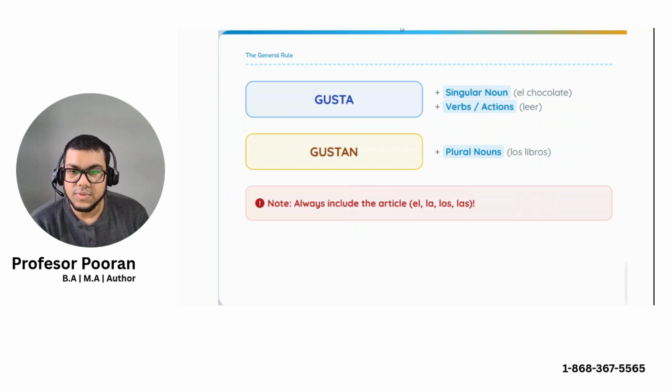So the forms that we are going to look at would be gusta and gustan. Like I said, it's the third person, that would be singular and plural forms. Now, gusta is a singular form. It is used with singular nouns, for example, el chocolate, or actions or verbs such as leer. And gustan is reserved for plural nouns, which would be los libros. It is very important to note that when you are including the object, which would be the noun in this case, or the nouns, you need to use the articles, which would be el, la, los, and las.